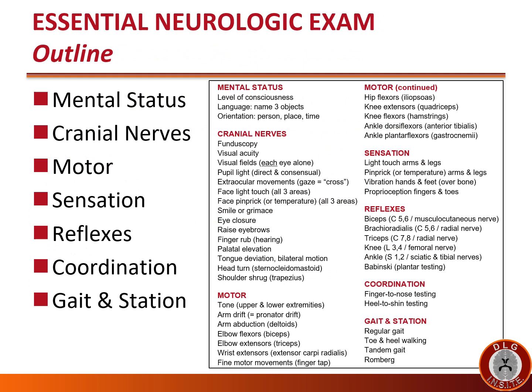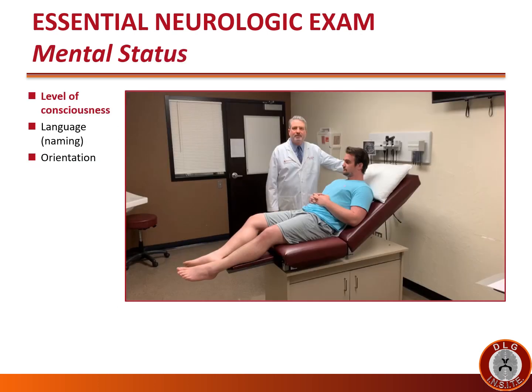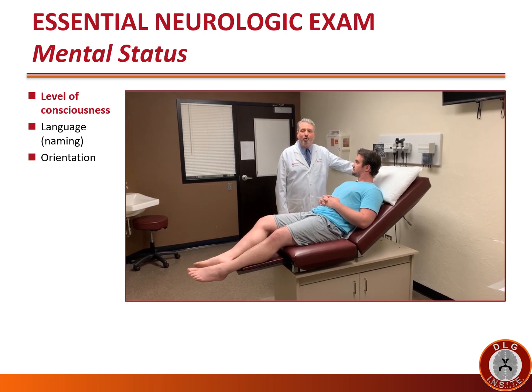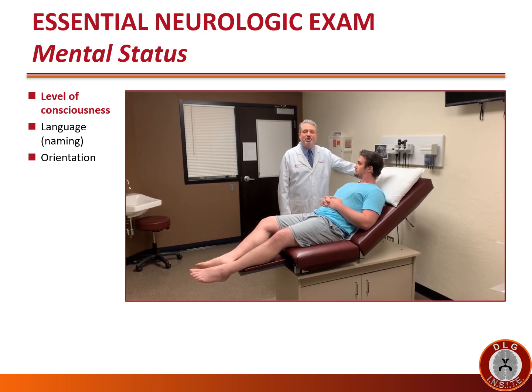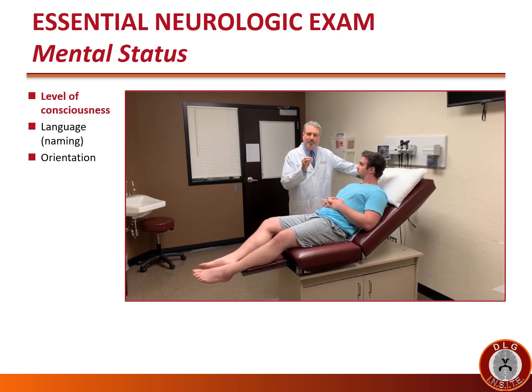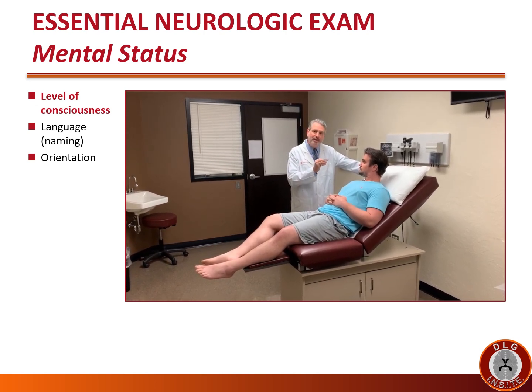The main categories or outline of the essential neurologic exam are mental status, cranial nerves, motor, sensation, reflexes, coordination, and gait and station. Hello, I'm David Lee Gordon, Professor of Neurology. When performing the essential neurologic exam, start with level of consciousness. First, assess: is the patient awake, alert, and attentive?